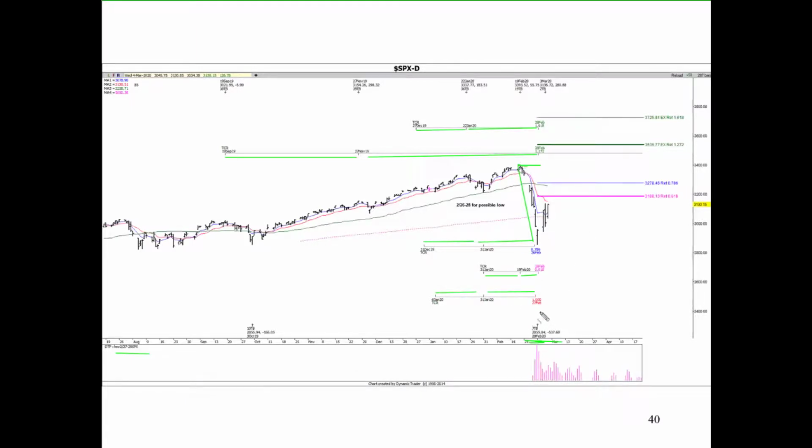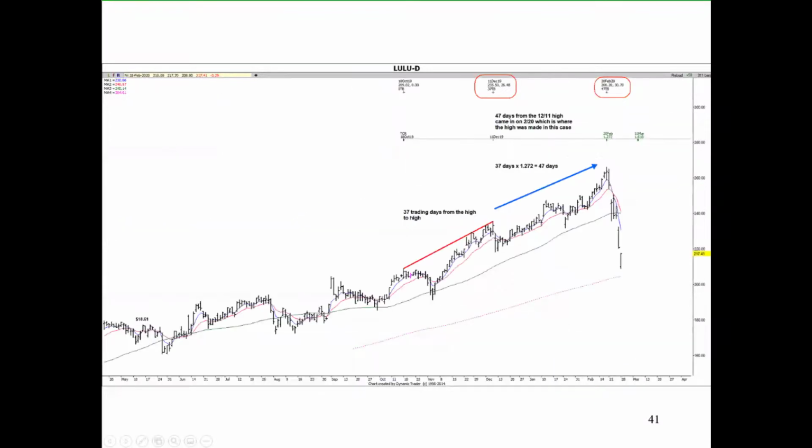So again, when you get a cluster of timing cycles, you definitely want to pay attention because you're likely short going into this. But if you know that you're in a time window where it's going to reverse, you're at least going to have a tight stop. So that's an example of timing that was in the S&P.